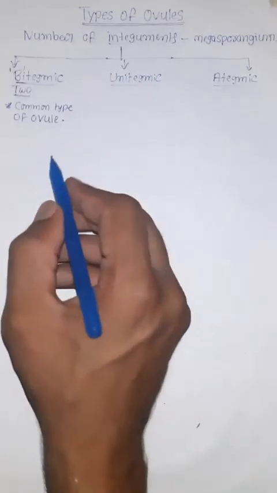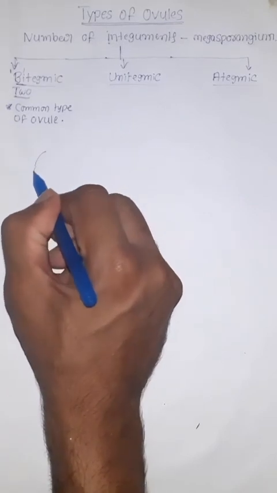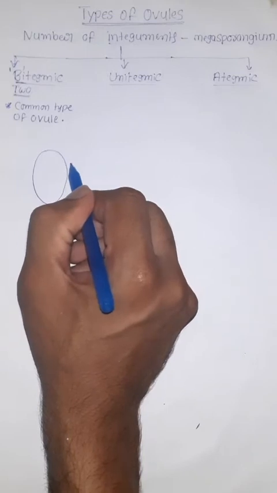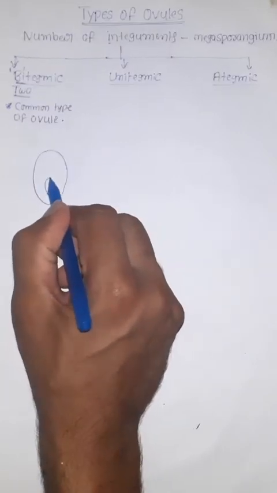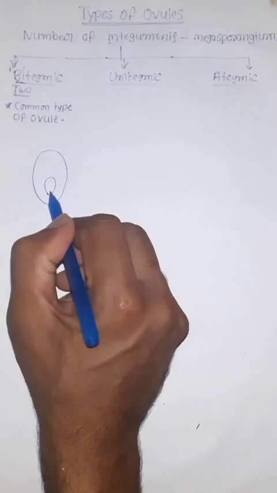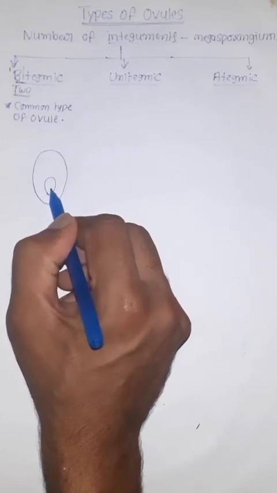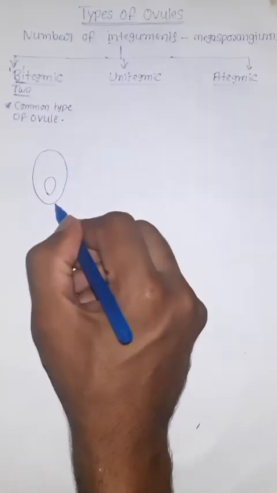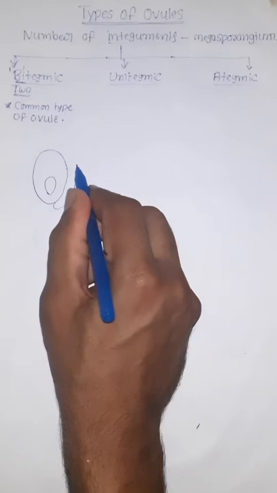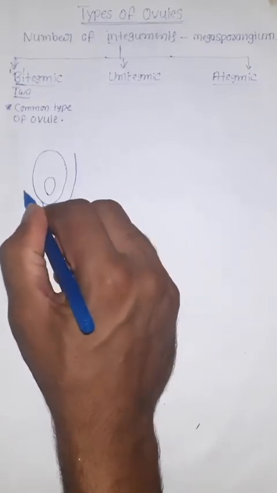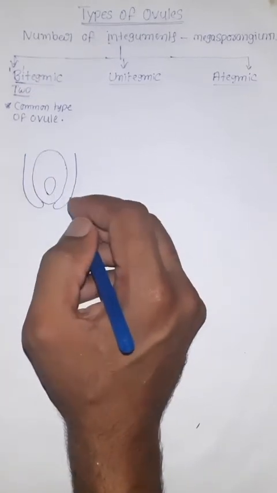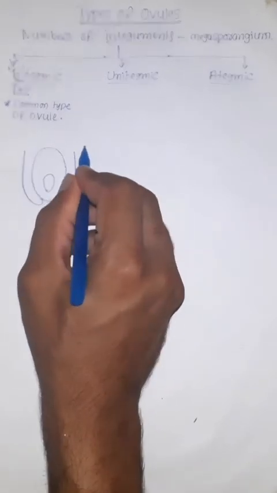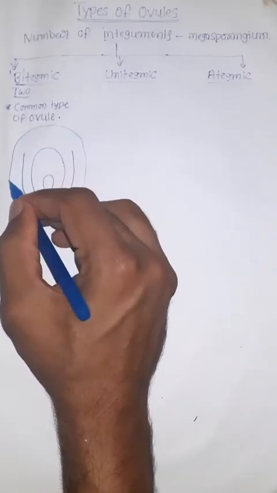Now we will see the diagram. This is megasporangium or nucellus. Okay, both are the same. In the nucellus, after maturity we can see the embryo sac. Here it is not our interest. Our interest is integuments. Here in this type we can see two protective coats or two protective layers or two integuments around megasporangium.